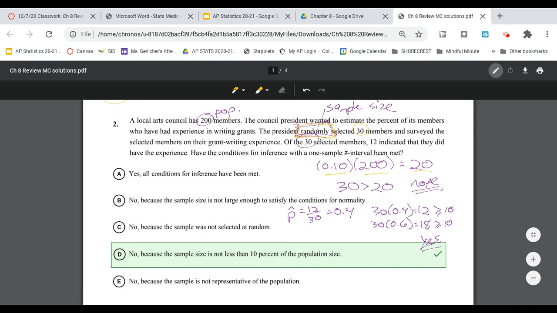So nope, doesn't work. And then if you check the large counts condition, here's the whole np, n(1 minus p), they're both bigger than 10, so that does work. So the only thing that failed was the 10% one. So the answer is D.